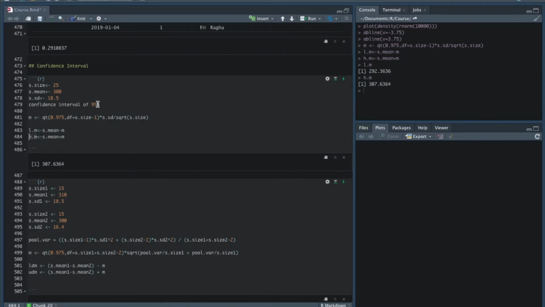So you can be 95% confident that if the sample mean of a certain parameter is 300, with a sample standard deviation of 18.5 and a sample size of 25, the population mean will be somewhere between 292 and 307.